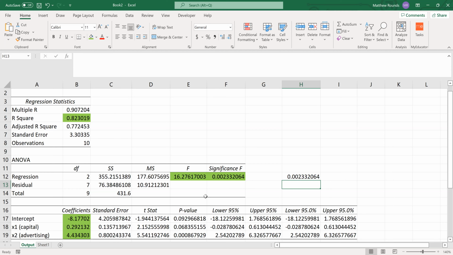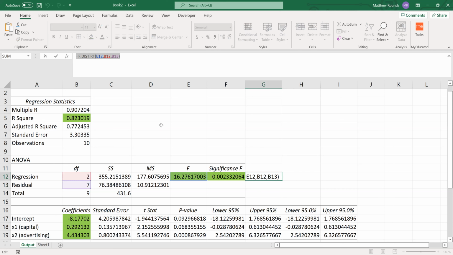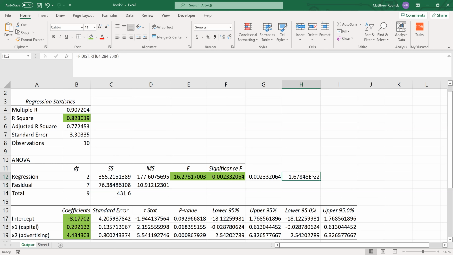But for you, your degrees of freedom are slightly different, and your F value is slightly different. So we're just gonna replace those values. I'll just grab this formula. Well, actually, I'll just type it again. So your F.DIST.RT, your X is 64.284 comma 7 comma 49. And so it's basically 0. E to the minus 22 is 0.